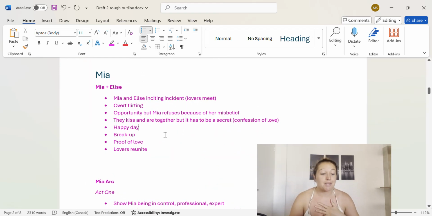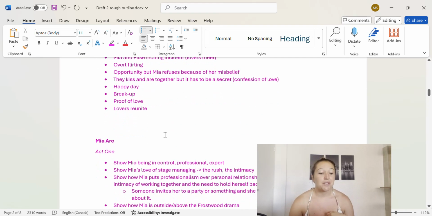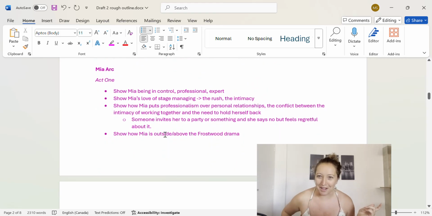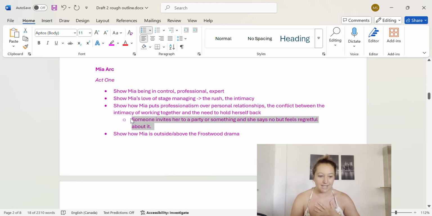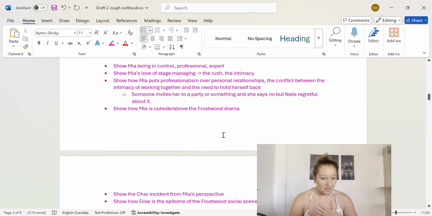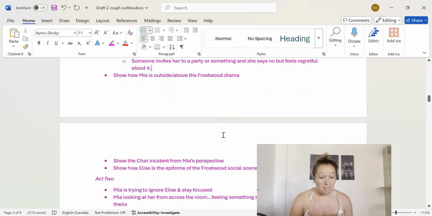And then I went through and I was like, okay, let's start looking at Mia's arc. And so now we see more of that gardener thing from Brandon coming in here. But okay, we need to show Mia being in control, professional and expert. Show her love of stage managing. Show how she puts professionalism over relationships, etc. And sometimes if I had an idea about how to actually realize this, I would just jot it, indent it and jot it on the inside. And so I have all of these notes on how we're setting her up, or what the audience needs to see in order to understand who this character is and how she's going to change.